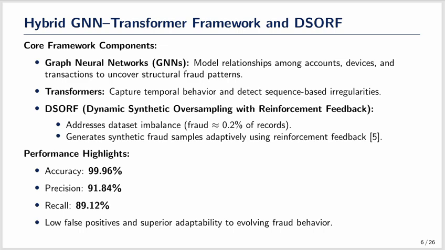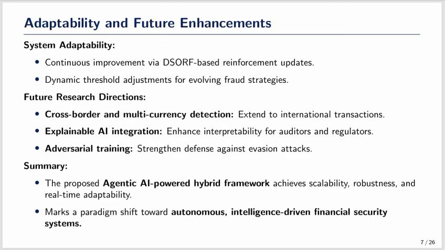Here, the hybrid GNN transformer framework and dynamic synthetic oversampling with reinforcement feedback come together as the core framework components. This combined implementation has performance highlights of accuracy 99%, precision 91.84%, recall 89.12%, and low false positives, and superior adaptability to evolving fraud behavior.